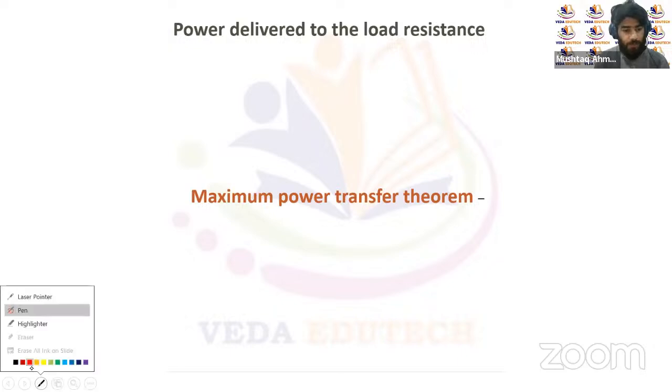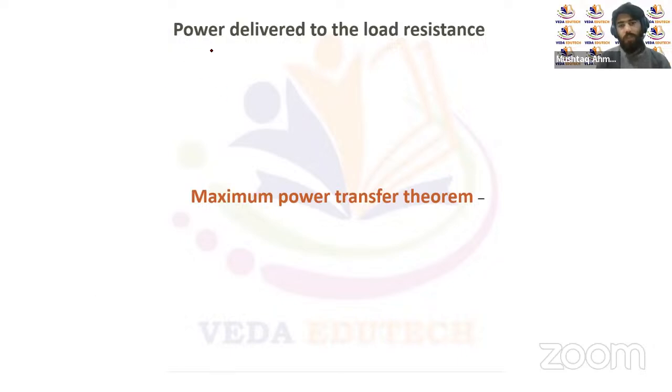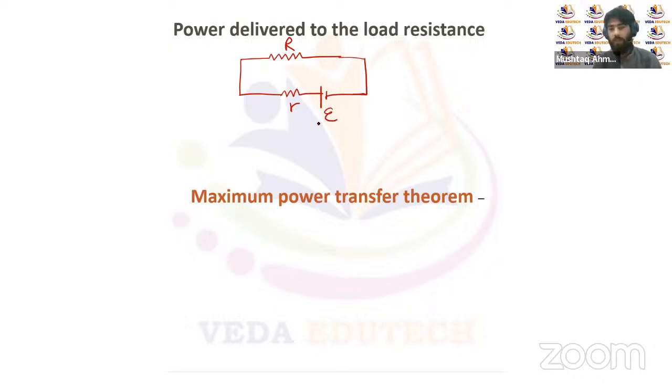Let's suppose we have this circuit here. This is a resistor of resistance R. And let's suppose this is a battery of internal resistance small r, connected with some EMF E. The battery has EMF E with internal resistance small r, and the external load connected to this system is capital R.